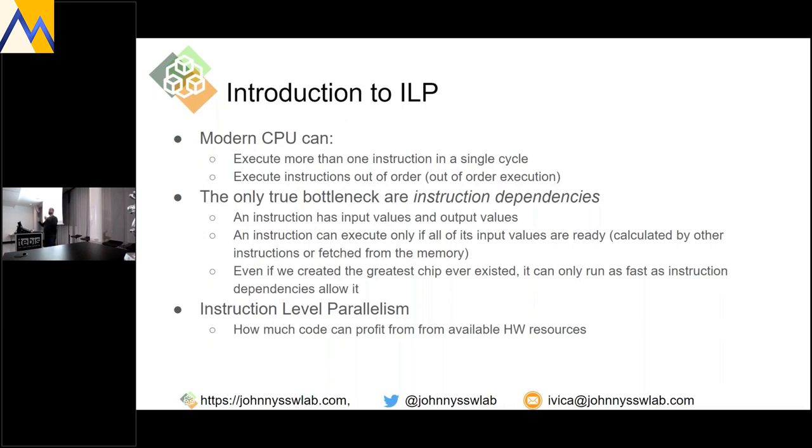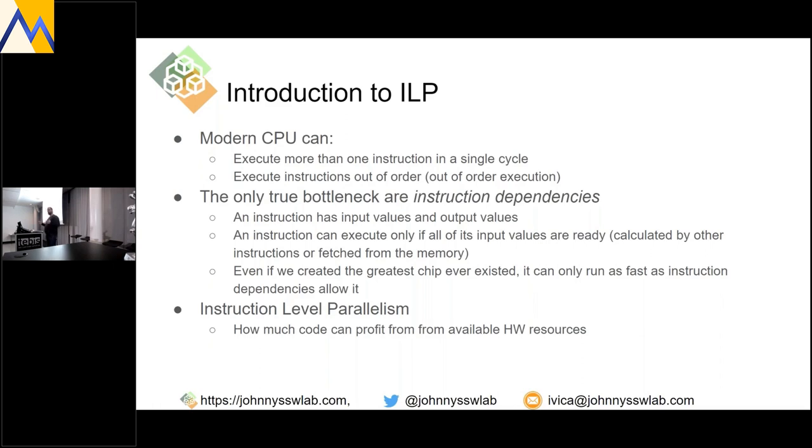And the true bottlenecks when it comes to what you can and cannot execute are instruction dependencies. You can execute an instruction if you have the data needed for it, already calculated by previous instructions. An instruction can execute only if all of its input values are ready. You can create a CPU which has as many resources as you want, but it won't be faster if there is little instruction level parallelism. If every instruction depends on the previous instruction, this is the perfect chain of instruction dependency, and that code has really low instruction level parallelism and doesn't profit a lot from all the CPU resources that you have at your disposal.